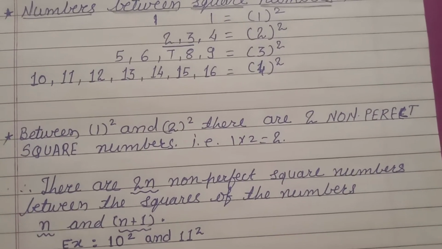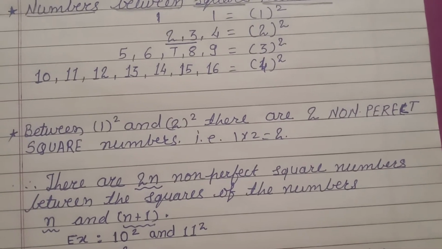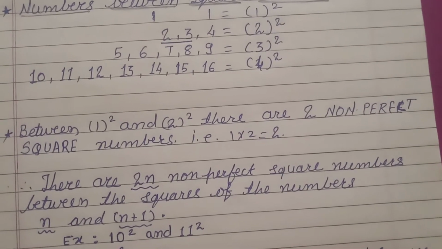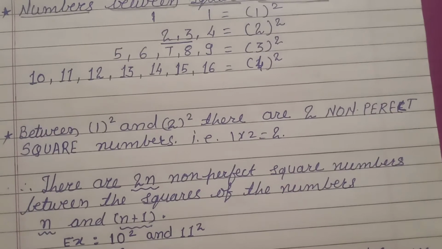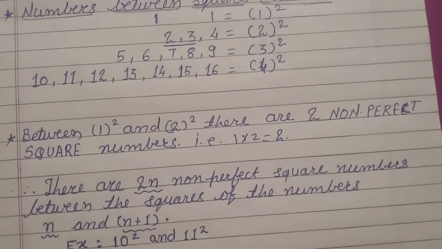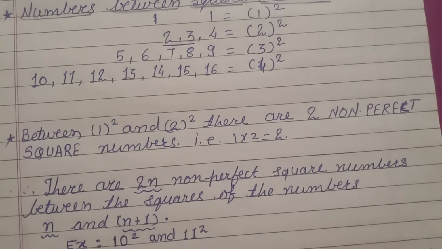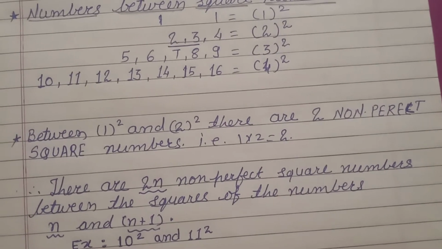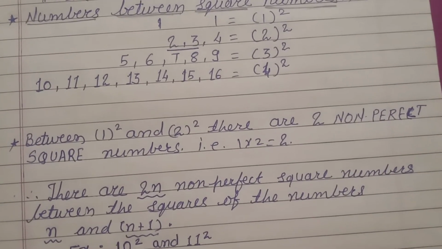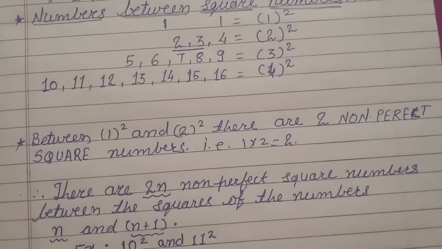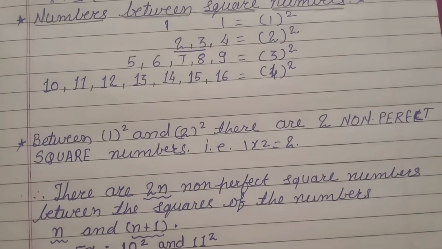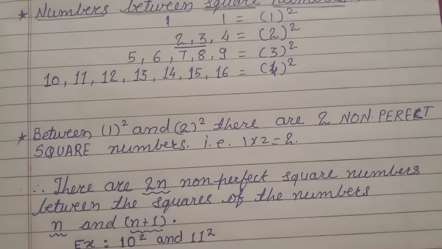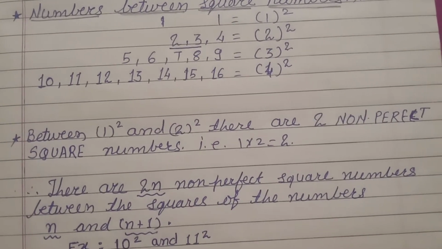Now, you can see between 1 and 4, there are two non-perfect square numbers. It means that 2 and 3 are the numbers which cannot be expressed as n square as per the definition of square numbers. Similarly, between 4 and 9, we have 4 numbers which cannot be expressed as n square, and those are 5, 6, 7 and 8. Between 9 and 16, we have 6 numbers which cannot be expressed as n square, or in short, we can say that these are the non-perfect square numbers. Those are 10, 11, 12, 13, 14, 15. And 16 is the perfect square, as we all know.